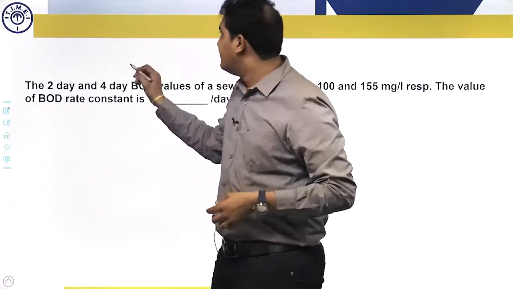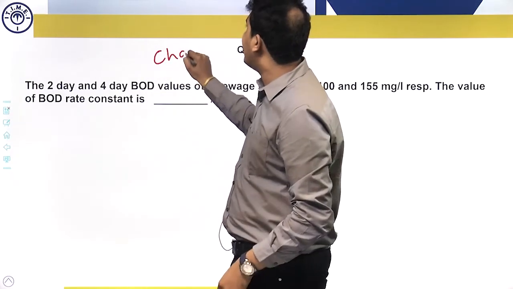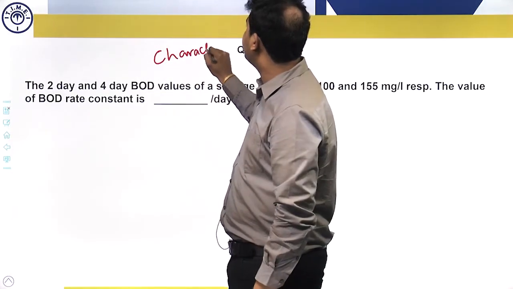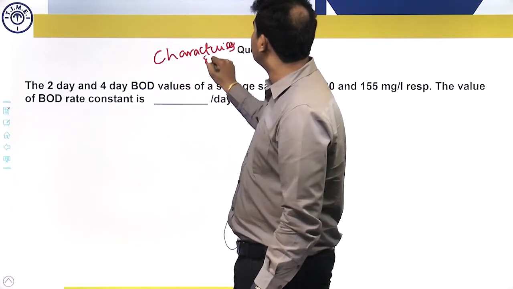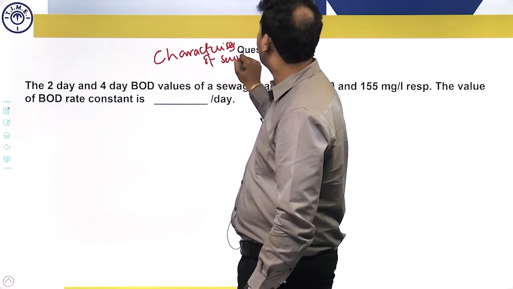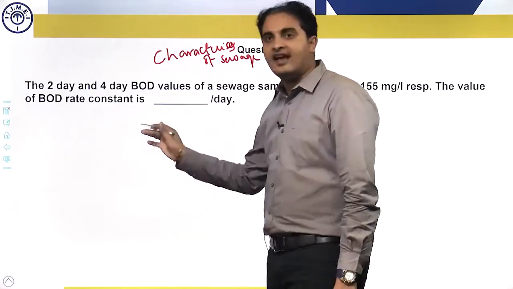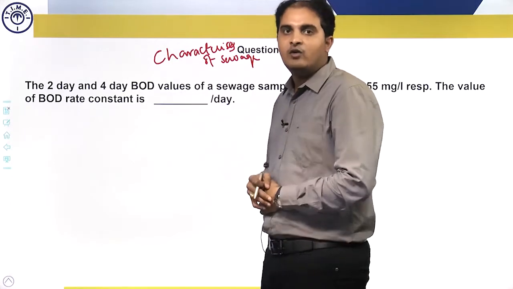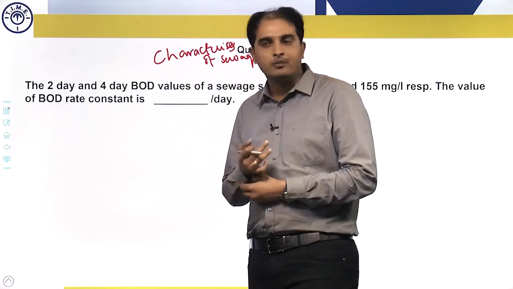So this question is on characteristics of sewage. As I told you, you can expect questions frequently on BOD from the characteristics of sewage. So we have a question on how to solve from BOD. The question is again a NAT type question, because I want you to know how to solve NAT type questions when you don't have any options.